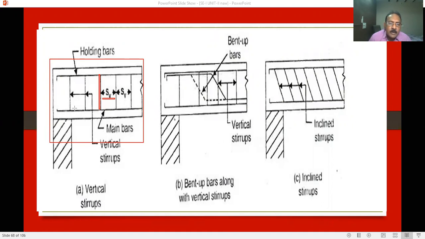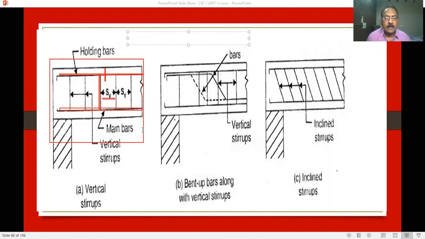These are main bars, right? And in any case the spacing should not be more than 300 mm. Maximum spacing is 300 mm. You should remember this.